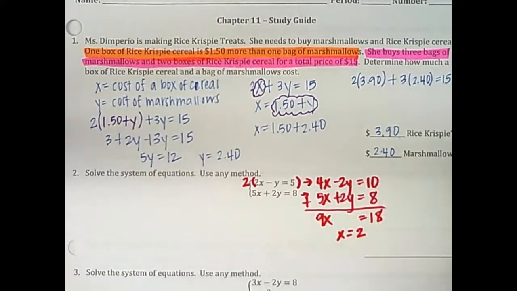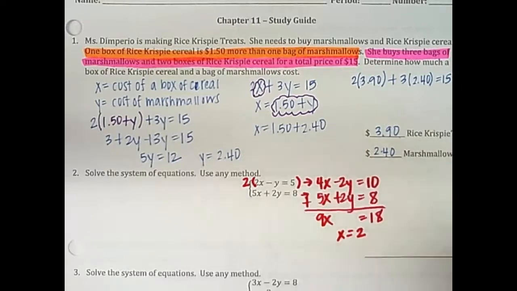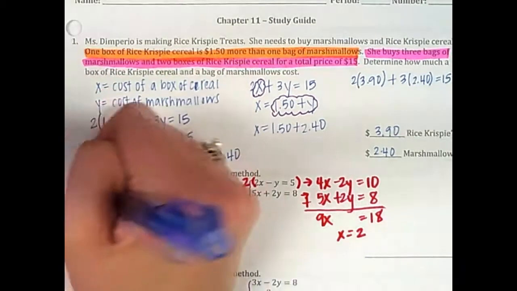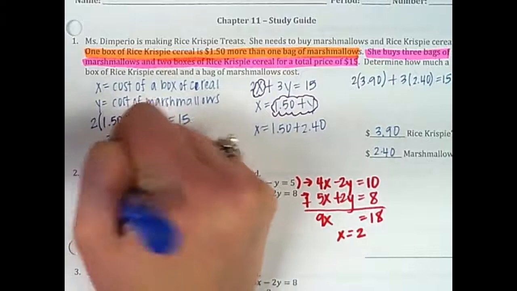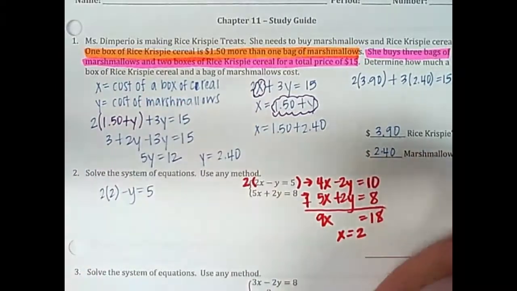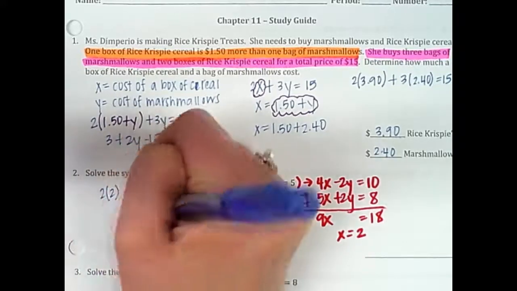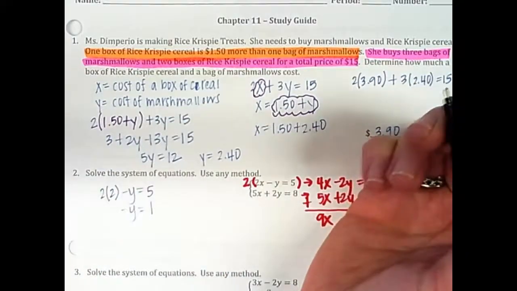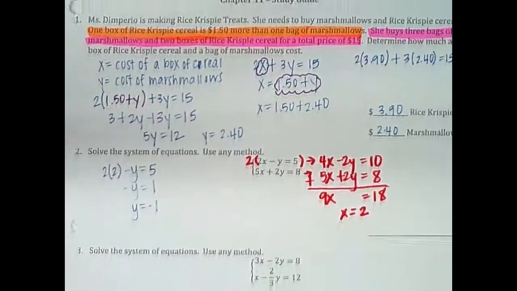Okay, so then to solve for y, I would plug it back into either one of my equations, top equation or bottom equation. I'm going to plug it into the top equation. So 2 times 2 minus y equals 5. So subtract 4 from both sides. I get negative y equals 1. And so y equals -1.